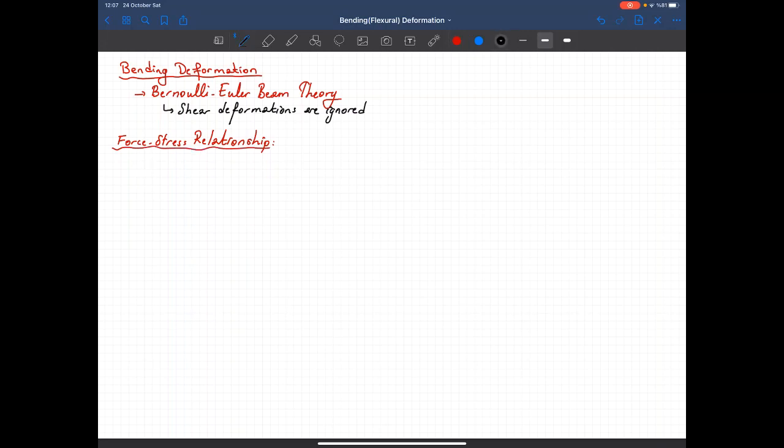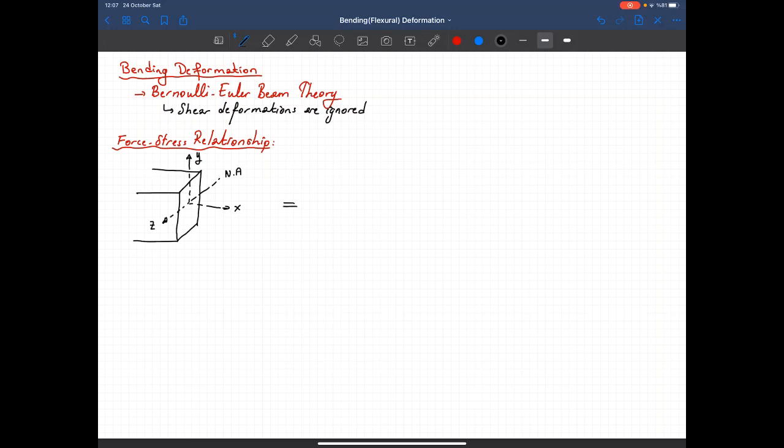Now I'm going to draw a section. Let's say that we have a rectangular section here. And that's the neutral axis. And I'll just put my coordinate axis to the centroid. That's X. That's Y. And this one is Z. And that's the neutral axis of the section.